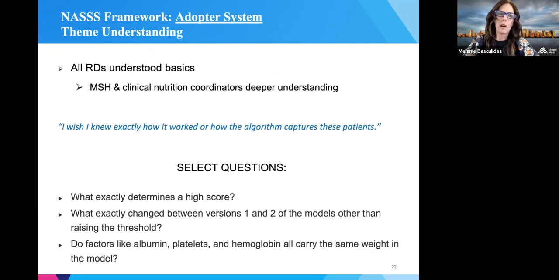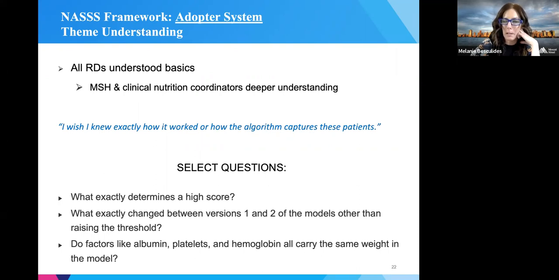In terms of understanding, the NASSS framework domain is the adopter system. This asks what changes in staff roles, practices, and identities are implied. And so we put the theme that we came up with, understanding, under this adopter system domain.